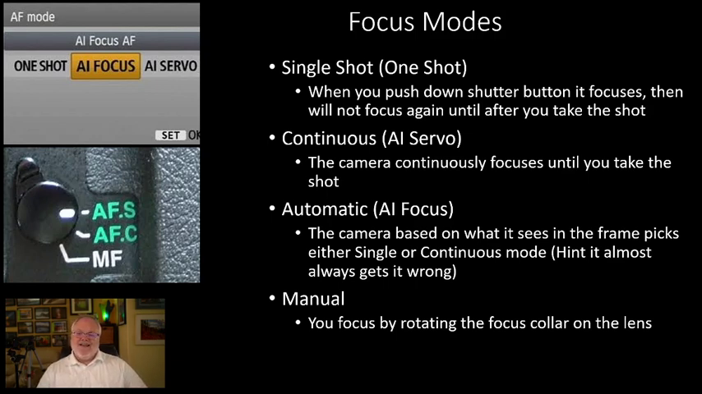Almost everybody's camera has another focus mode called autofocus automatic in Nikon and Sony cameras, or AI focus in Canon cameras. This is autofocus automatic, and the camera tries to decide what focus mode to use based upon whether it sees things moving or not. I'm not a big fan of this mode. In my opinion, it almost always gets it wrong. Be careful, some cameras are defaulted to this mode. And then the other mode you have obviously is manual focusing, where you're in charge of focusing.